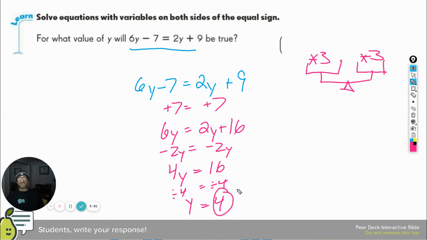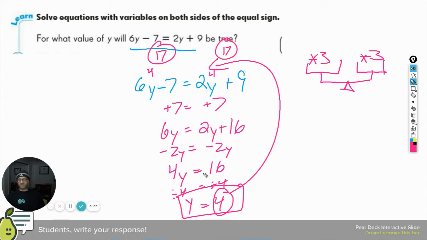So now if I take this 4 all the way back up here and plug it in for y, 6 times 4 is 24, minus 7 is 17. 2 times 4 is 8 plus 9 is 17. So indeed, y equals 4.